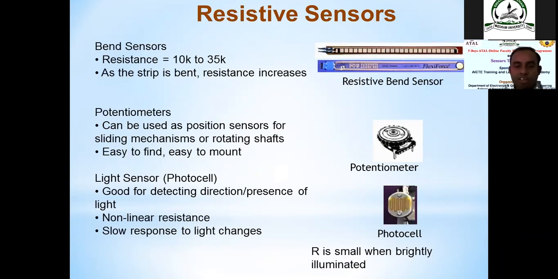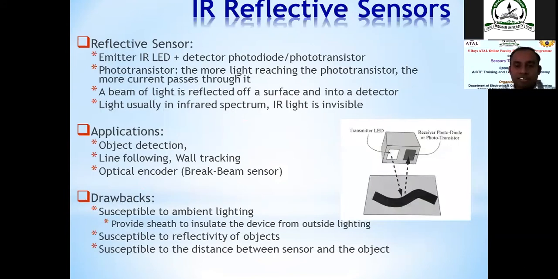Similarly, the photocell is used in different applications for detecting whether there is illumination or not. Then we have the IR sensor. In the IR sensor, we have the reflective type. Here we have an emitter and a detector photodiode. Infrared is emitted, a beam of light is reflected from the surface, and then it is detected by the detector, a photodiode. This type of application is used for object detection, line following or wall tracking.